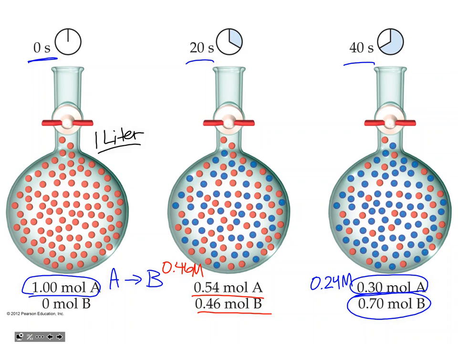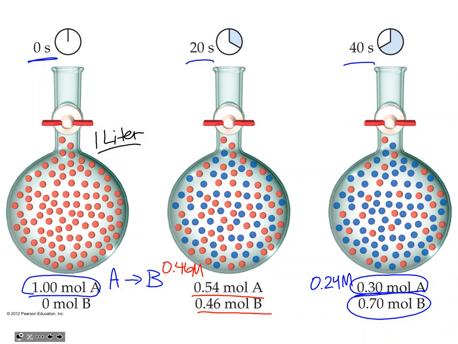But noticing that pattern here at the 0 seconds to the 20 seconds to the 40 seconds, what is happening to our reaction rate as time goes on? What's happening to the reaction rate, the speed of the reaction? It is slowing down. As you see, the changeover is becoming less, the change in the concentration as we go on.